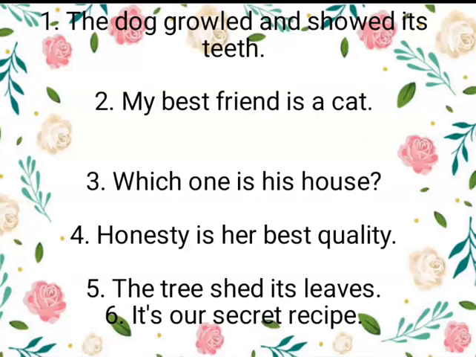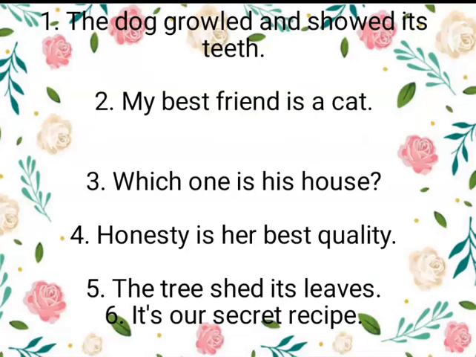Number two, my best friend is a cat. That's the person's best pet. Here, our noun is best friend, but the determiner coming before it is my. Number three, which one is his house? The determiner before the noun house is his. Number four, honesty is her best quality.